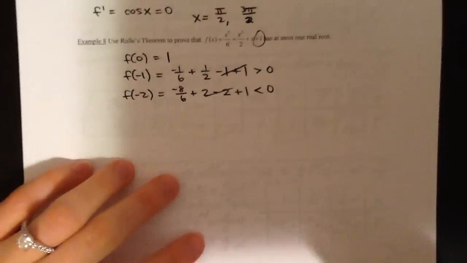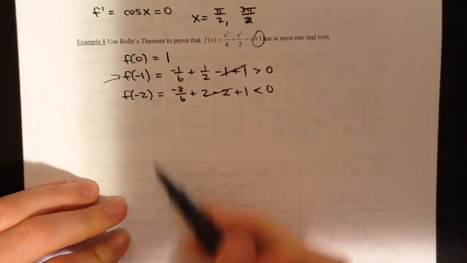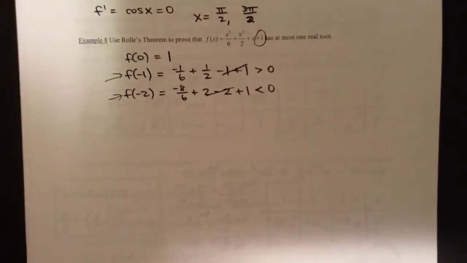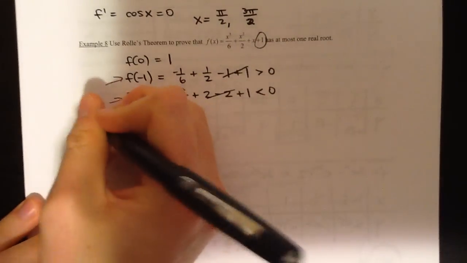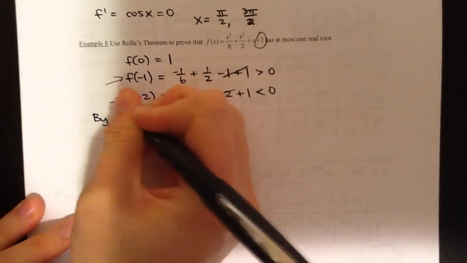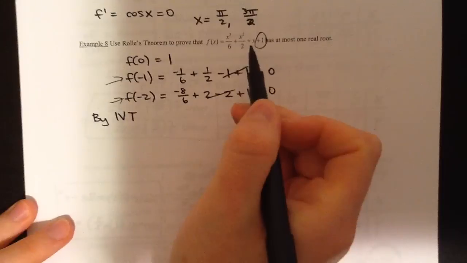So my graph is above the x-axis here, and then one unit later it's down below the x-axis. So that uses the intermediate value theorem. So by the intermediate value theorem, f of x has at least one root somewhere in that interval. So let's write this. By the intermediate value theorem, and that's because we know that this function is continuous, it's a polynomial.